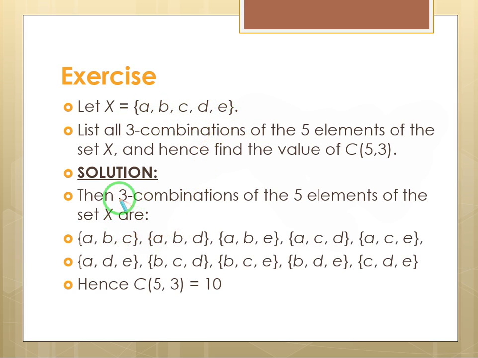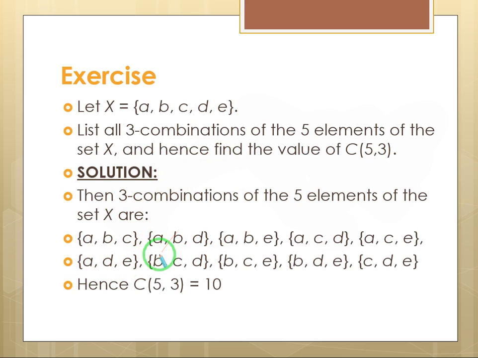Coming to the solution, the 3-combinations of the 5 elements of the set X can be abc, abd, abe, then acd, and so on. At the end, the combination 5C3 is 10. You can see 1, 2, 3, 4, 5, 6, 7, 8, 9, 10. So using this method we can find how many combinations are possible.